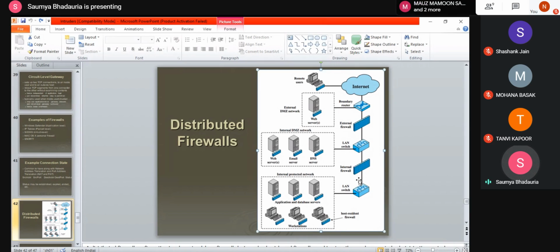Here there are multiple firewalls present. One is the internal firewall and the other one is a host resident firewall also. So there are multiple internal firewalls which can be used to protect the other portions of the internal network from each other.